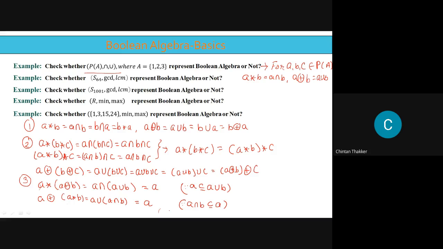So P of A satisfies the commutative property, associative property, and absorption law. So therefore, P of A with intersection and union is a lattice. Okay. Now we prove the next three properties. So first take the screenshot here, then we start the next three properties.